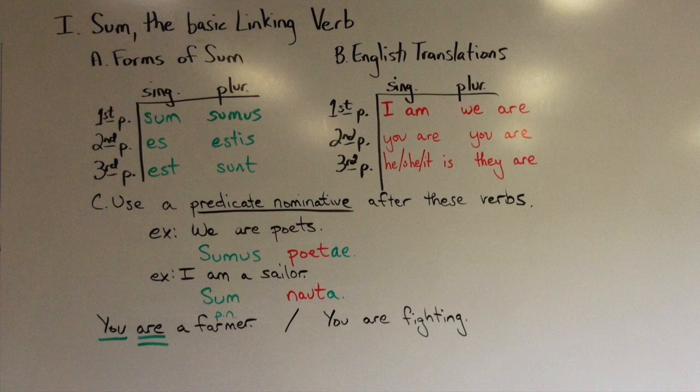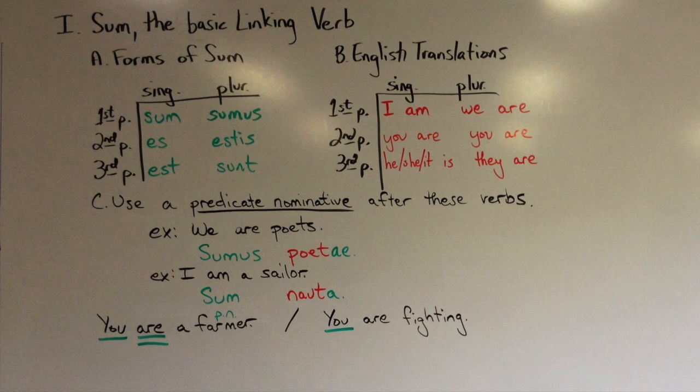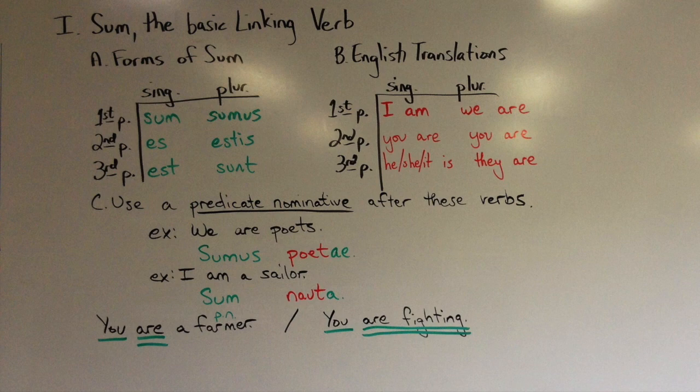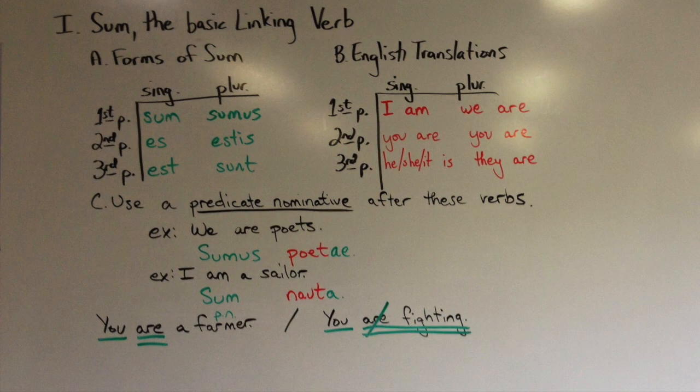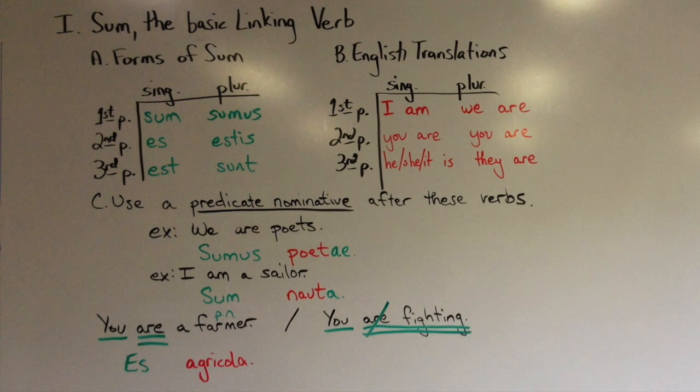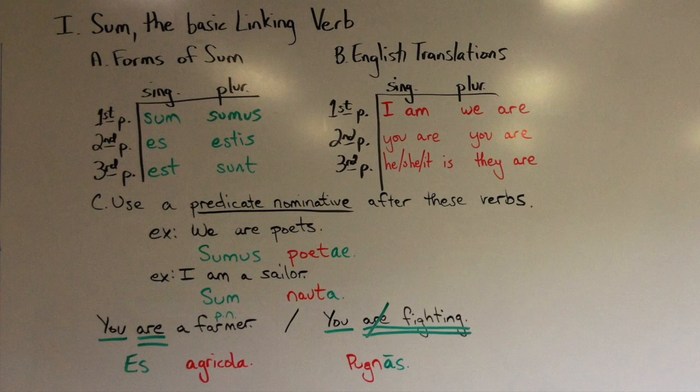In the second sentence, you is still the subject, but are fighting is our full verb. So that means that since are is a helping verb in the second sentence, because fighting is the main verb, then we're going to ignore the word are when we translate it. So the first sentence would translate es agricola with the form of sum, and the second sentence would simply translate pugnas, pugn being our stem, and then as being our second person singular ending.